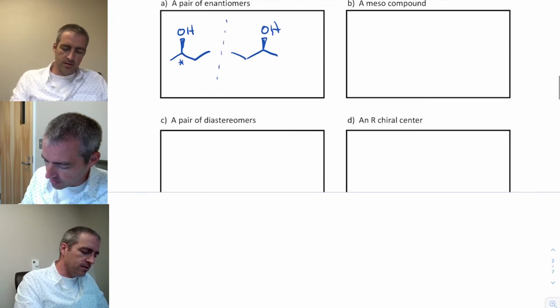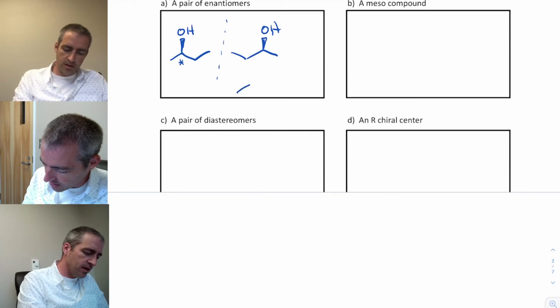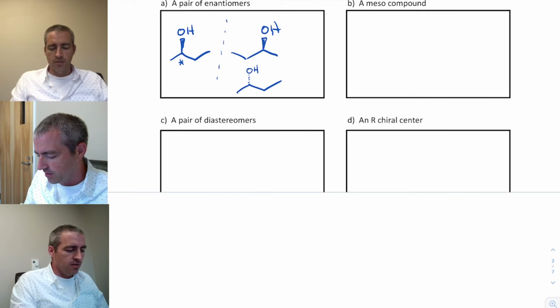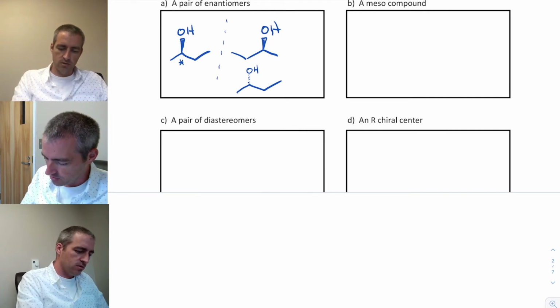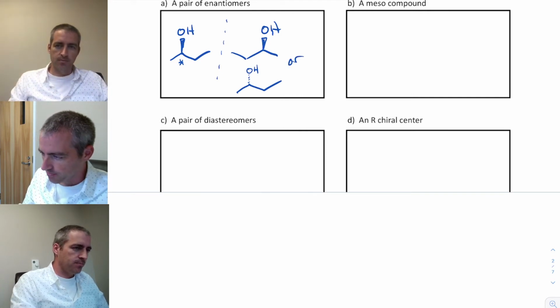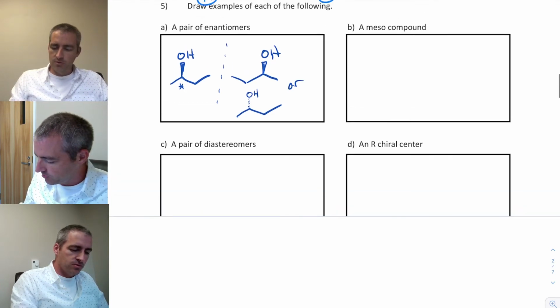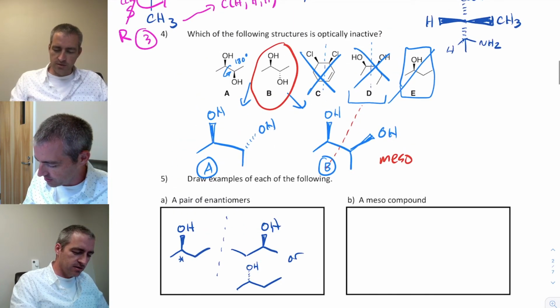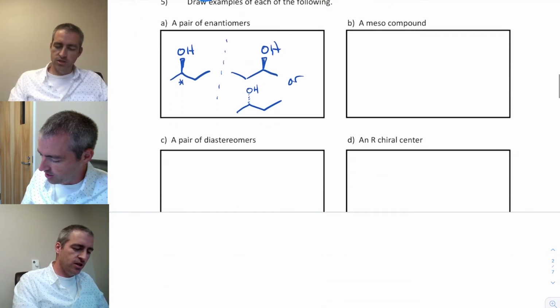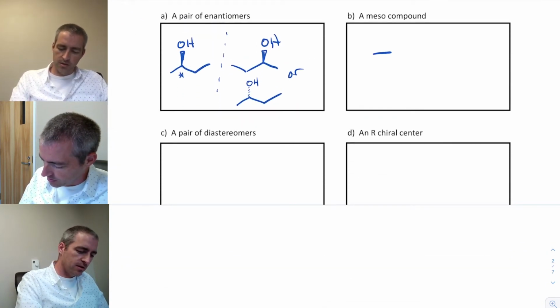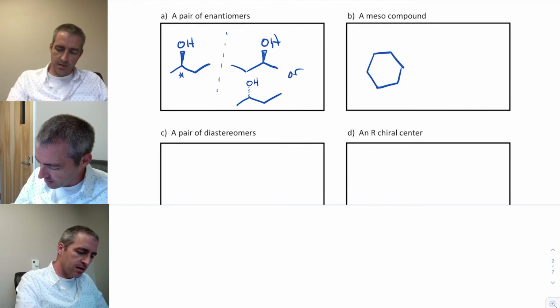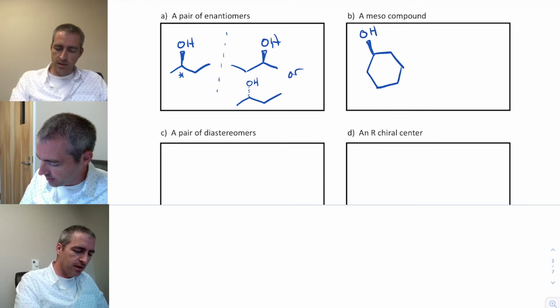Another way you could have drawn it is just redraw it the same way you did the first time, except change the orientation of the wedged bond to a hash bond. These are the same thing. A meso compound, well, if you want to go back to one and steal this one, you could, but that's cheating. Let's get a new meso compound. A meso compound is one that has 2 or more chiral centers and a mirror plane in the molecule somewhere. Let's go with this one.